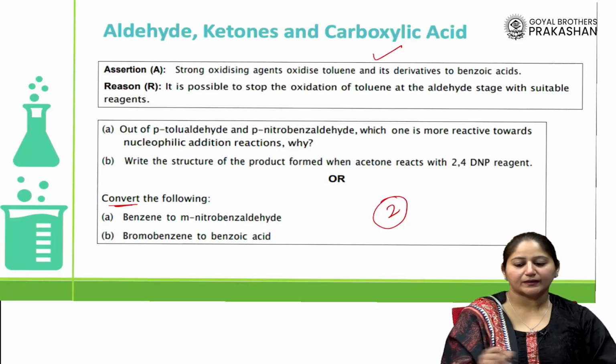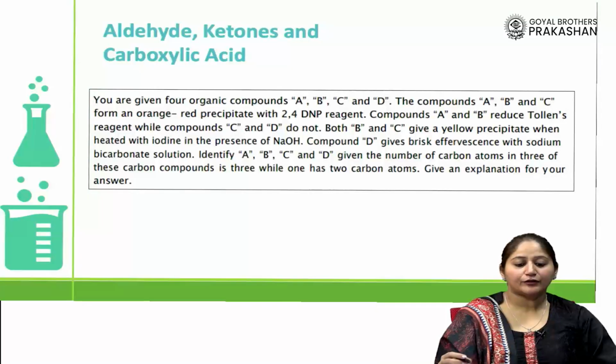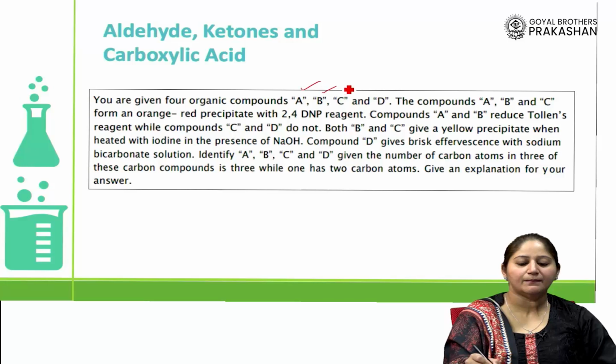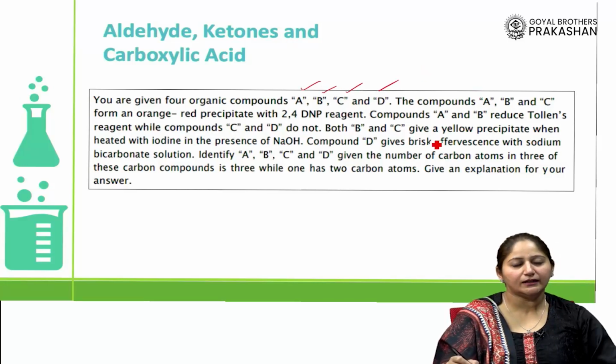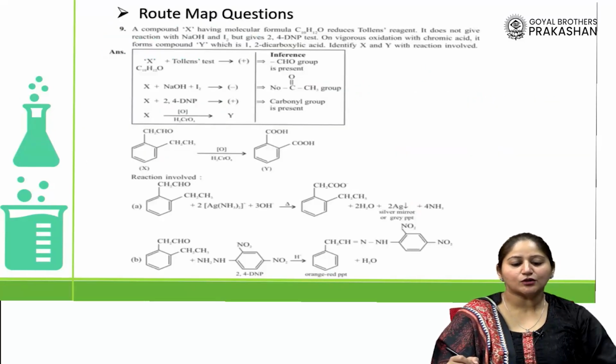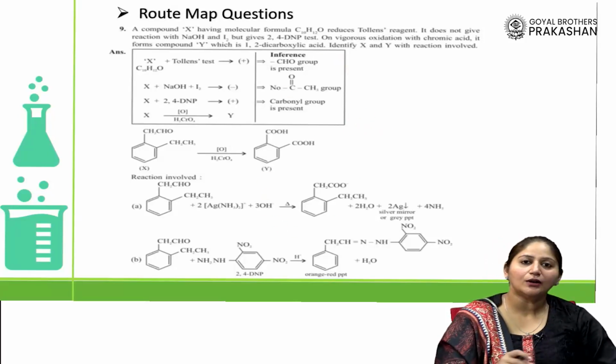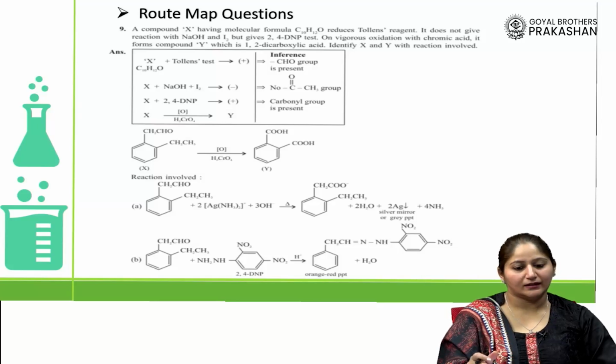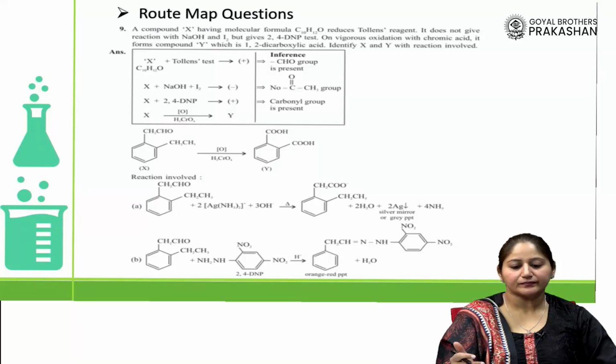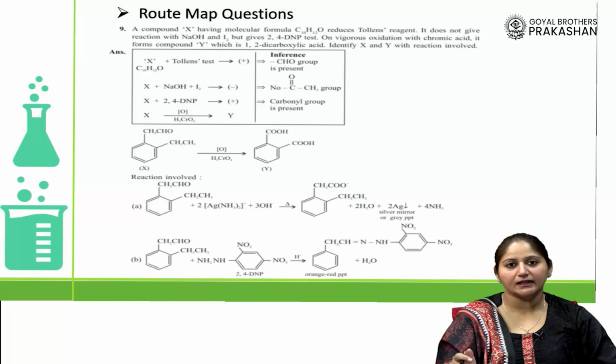question is there, right? Then from aldehyde ketone, this is a route map question where you have to identify A, B, C, D from the given route. Such route map questions are very popular, and children, you should know how to write the answer, the format of the answer, which is given here on the screen.